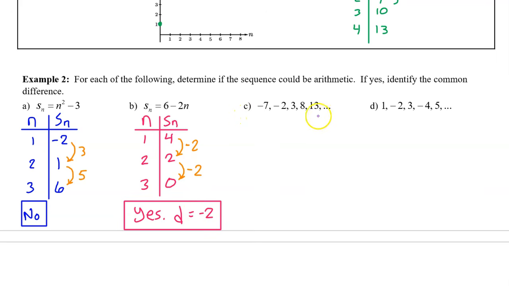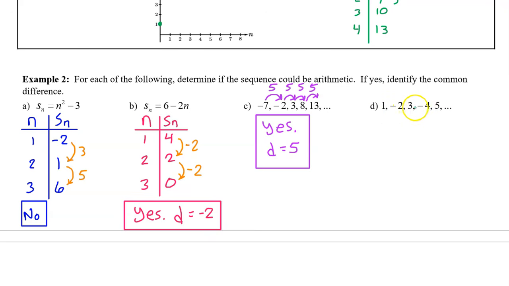Look at the sequence given for part C. From negative 7 to negative 2, that's an increase of 5. And then from negative 2 to 3, that's another increase of 5. From 3 to 8, that's 5 more. And from 8 to 13, that is 5 more. So yes, this is arithmetic because there is a common difference of 5 between successive terms. d equals 5.